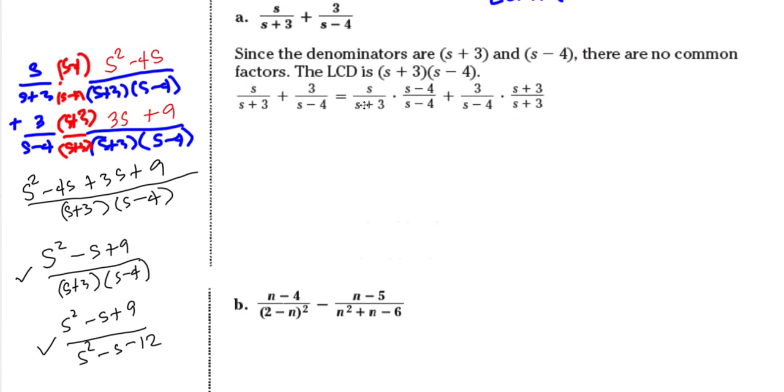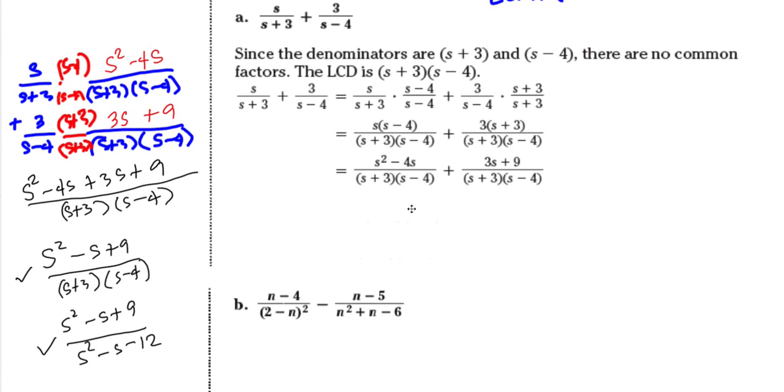And let's follow along. This one is done vertically. This one was done horizontally. And from there, we end up with the same thing, s times s minus 4 and 3 times s plus 3. Put them all in the common denominator, or first distribute the s and distribute the 3. You end up with s squared minus s plus 9. Or if you want to do the FOIL method, you can do s squared minus s plus 9 all over s squared minus s minus 12.